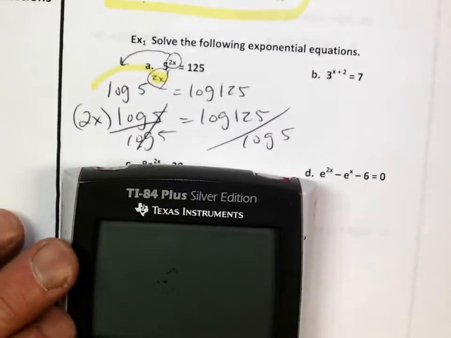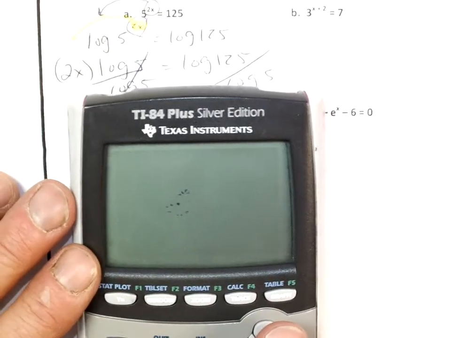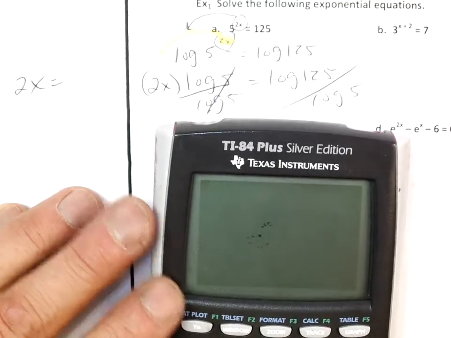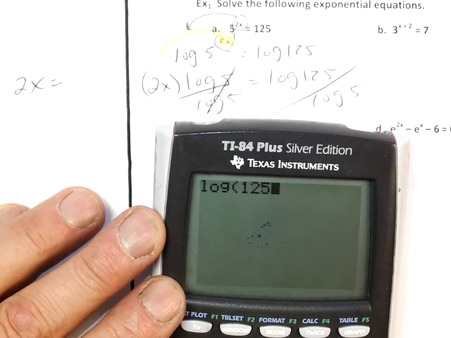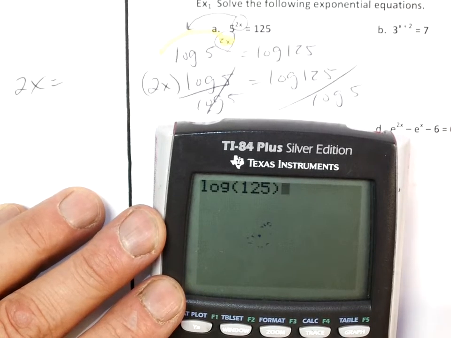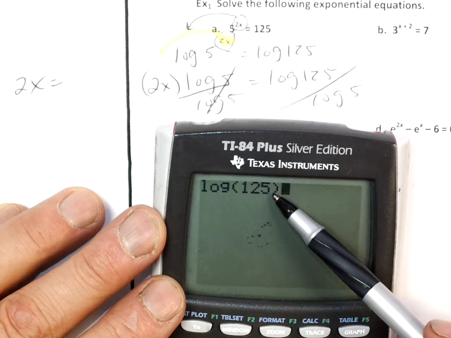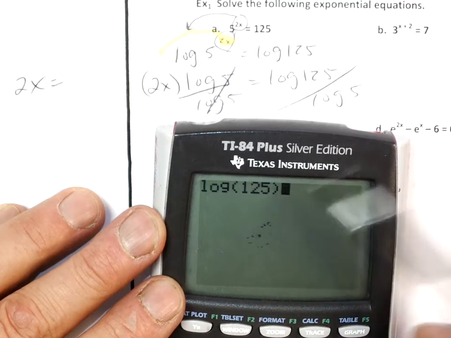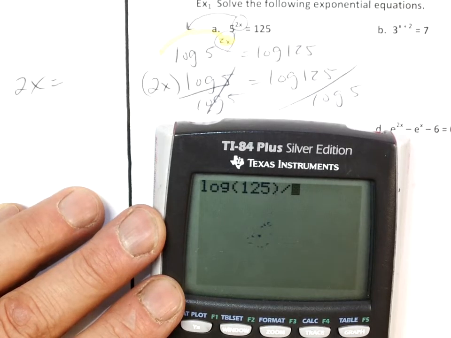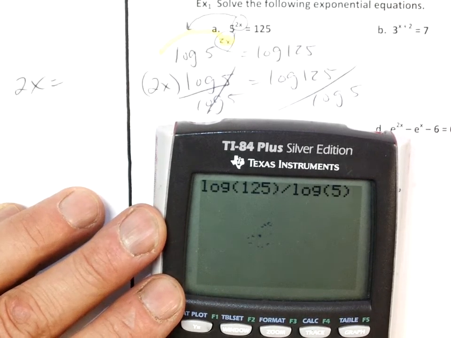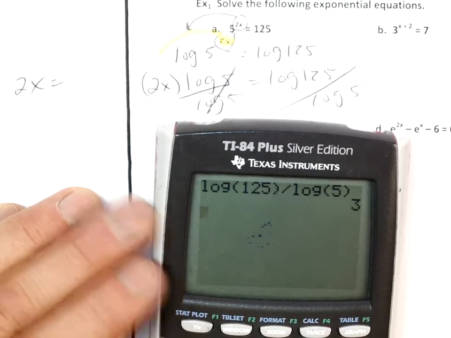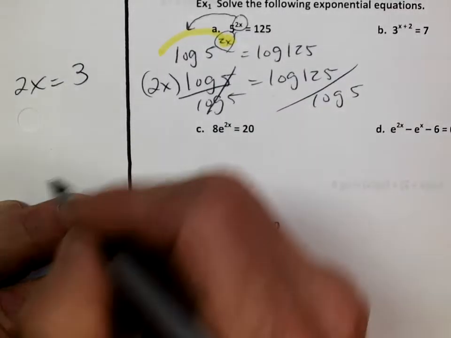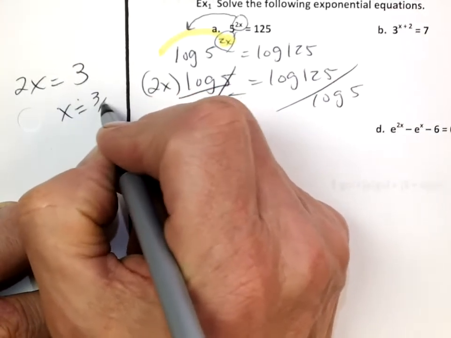What is, okay, Marie, help me stay square on this one. So I'm going to go log of 125, close the parentheses, because you want log of 125 and nothing more, divided by log of 5. You need to close your parentheses, otherwise you will get a different value, okay? Enter, and you get 3, okay? So you get really 2x equals 3, divide by 2, and x is equal to 3/2, okay?